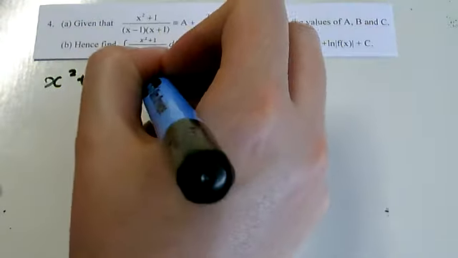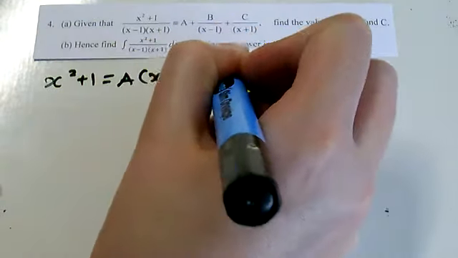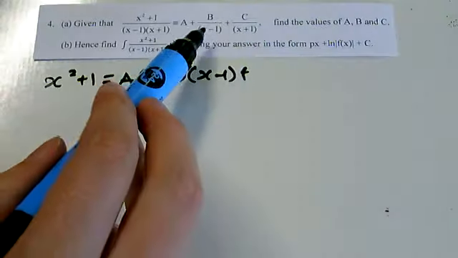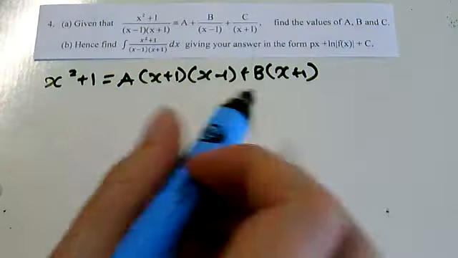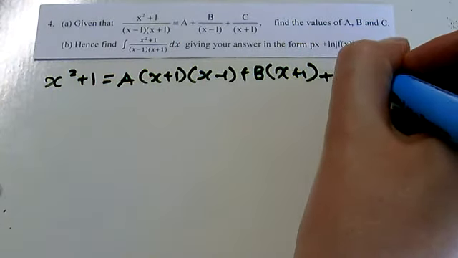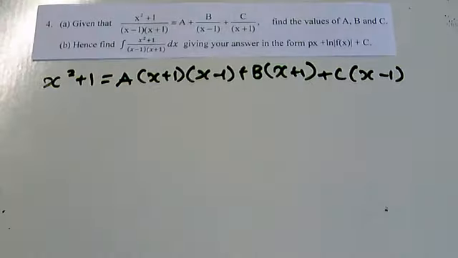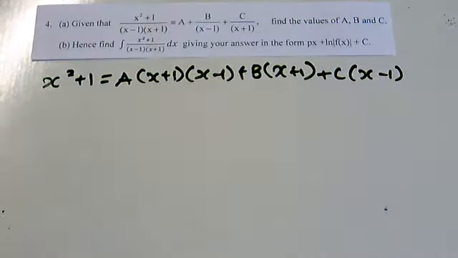Multiplying a by x plus 1, x minus 1. The b term, the x minus 1s will cancel. And the c term, the x plus 1s will cancel. Which leaves us here. Okay, back to clever substituting in then.